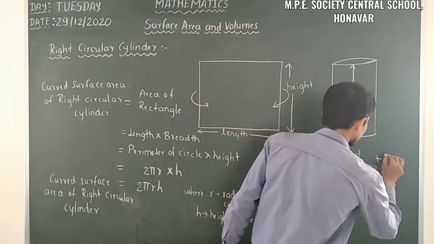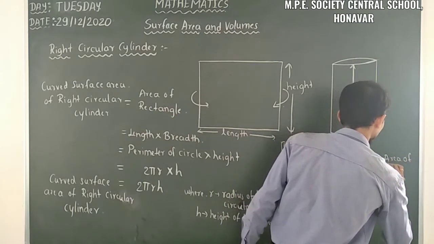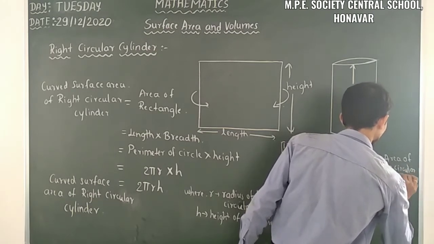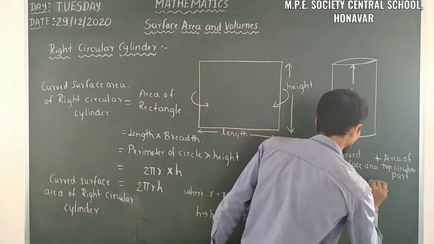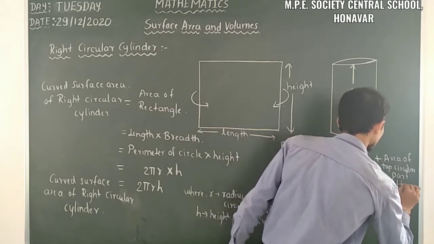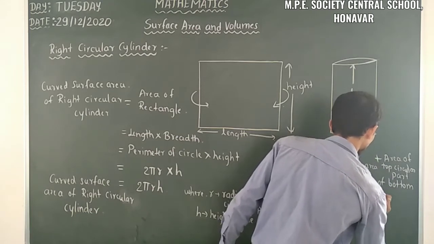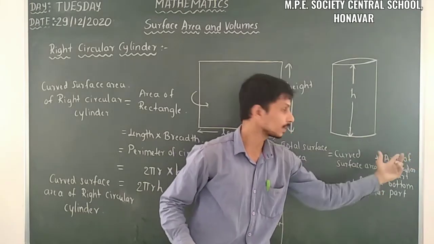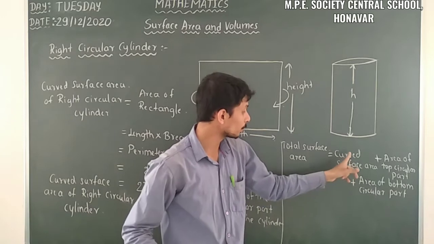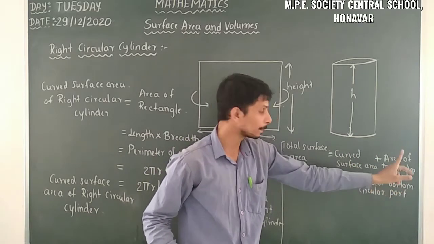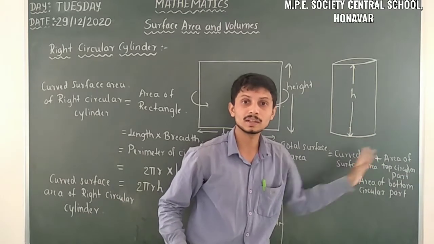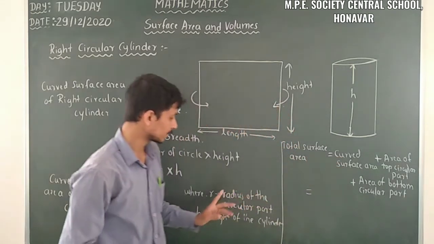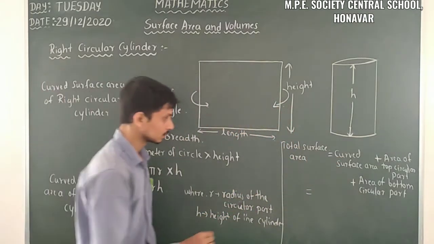So plus area of top circular part plus area of bottom circular part. We have to write this in one line only. So what is the curved surface area? Already we found that it is 2 pi RH.